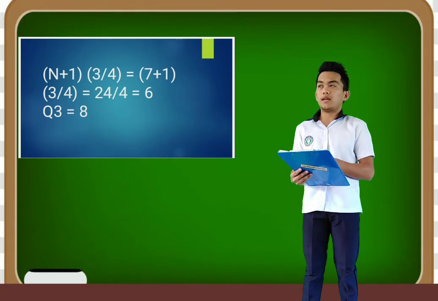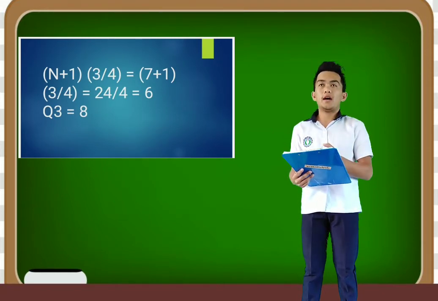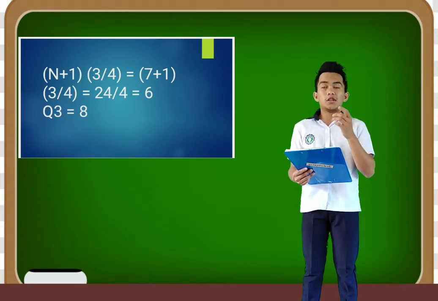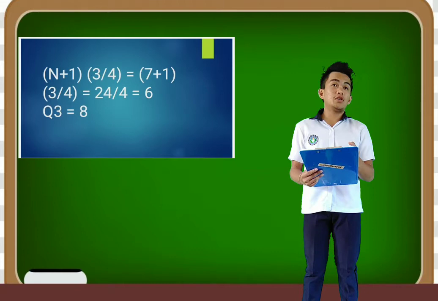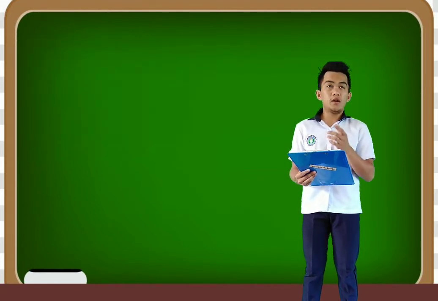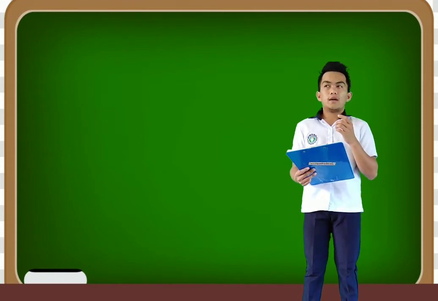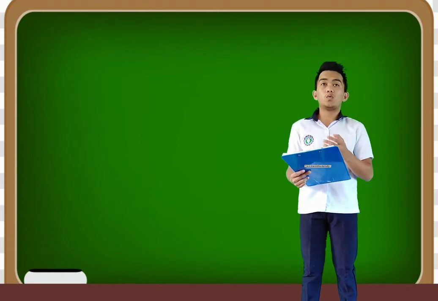To find Q3, again, let's use its formula. Distribute the 7, and we get the answer 6. So, our third quartile is in the 6th position of the data set, which is equal to 8. Therefore, our Q1 is equal to 5, our Q2 is equal to 6, and our Q3 is equal to 8. Okay, class, do you understand the example? Very good.